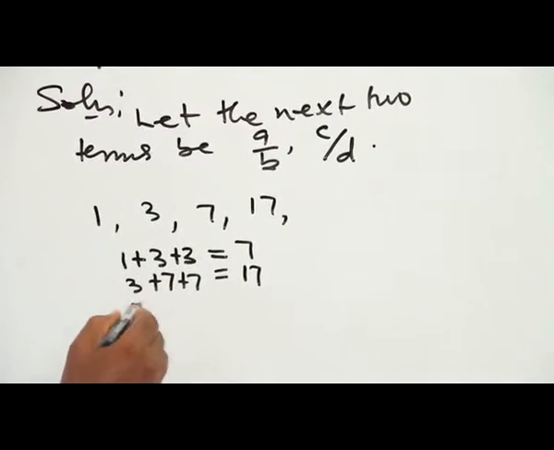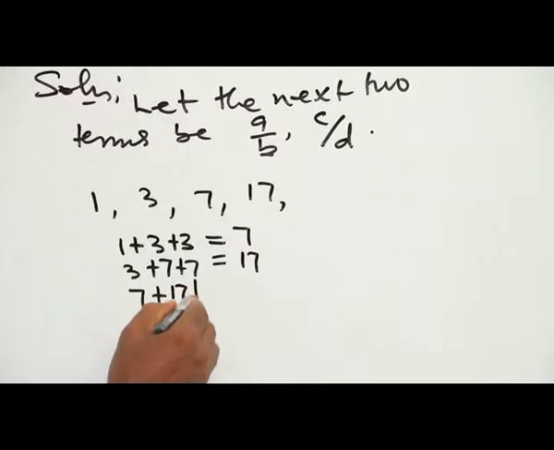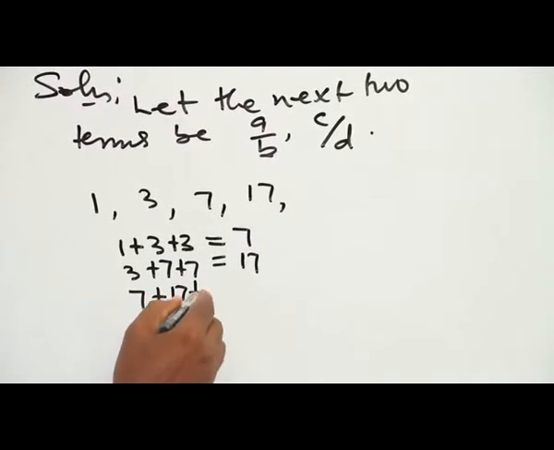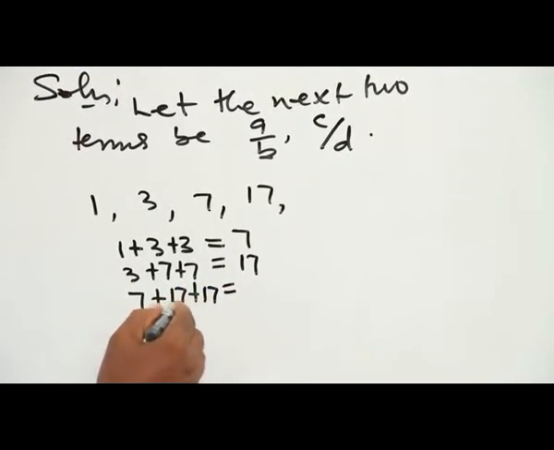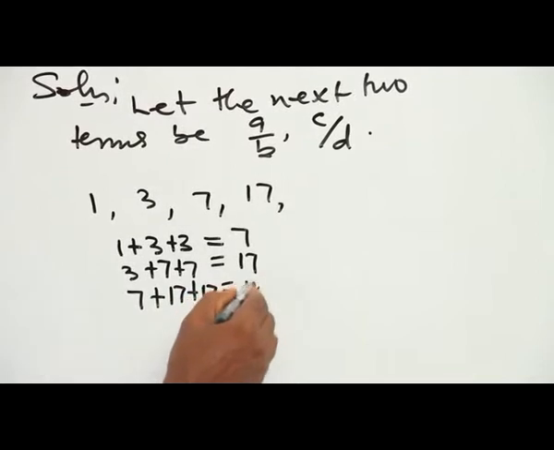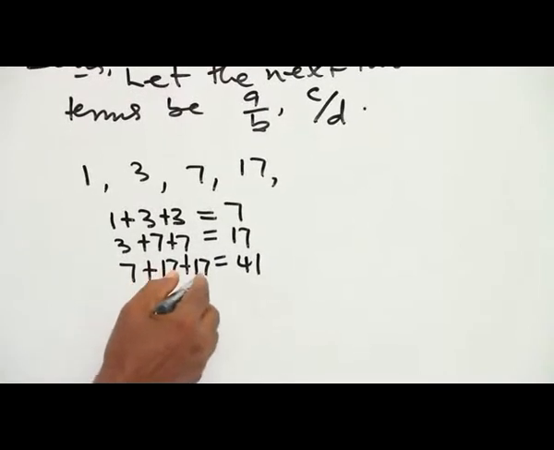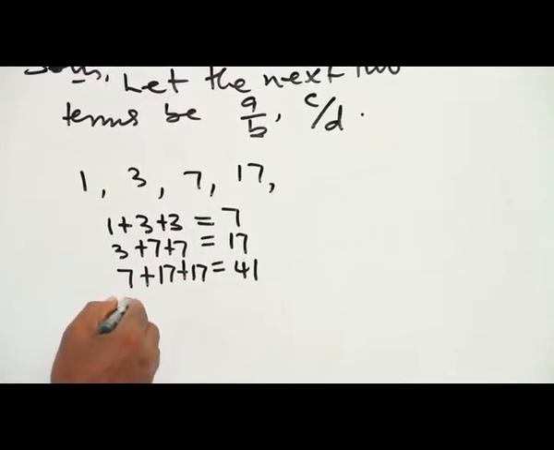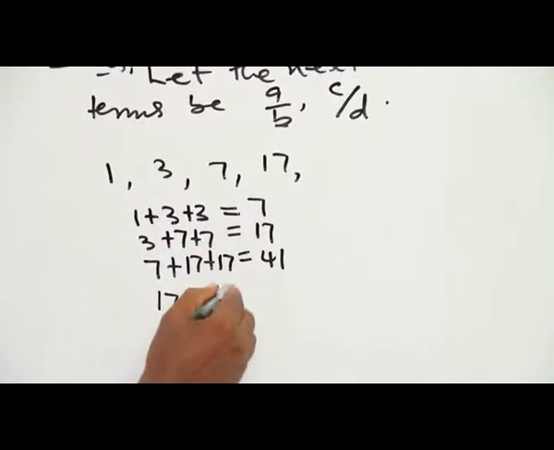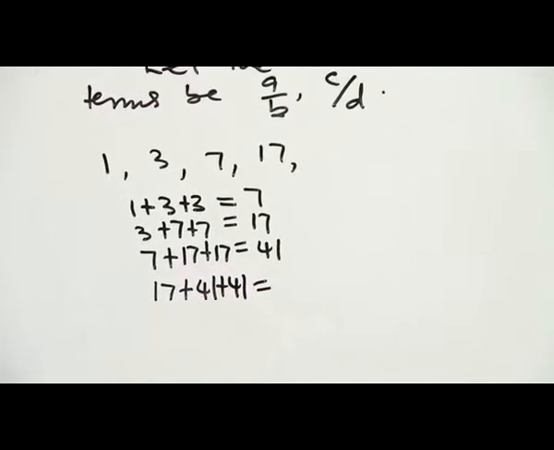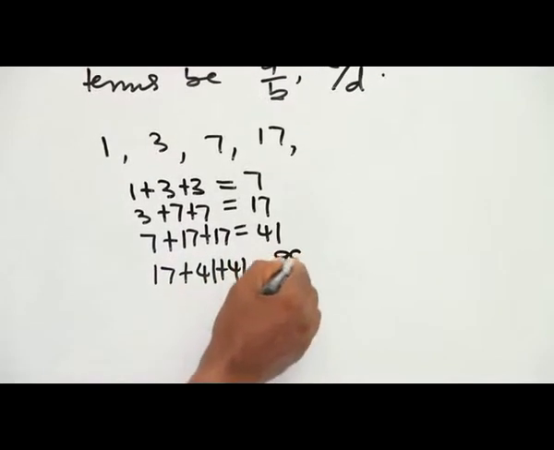Then we take again 7 plus 17, and then again plus 17 will give us, if you add it together, that's 34, and that will give you 41. The next one will be taking your 17 plus your 41 and then plus 41 again, in that order. So this is 82, 89, and that is 99.